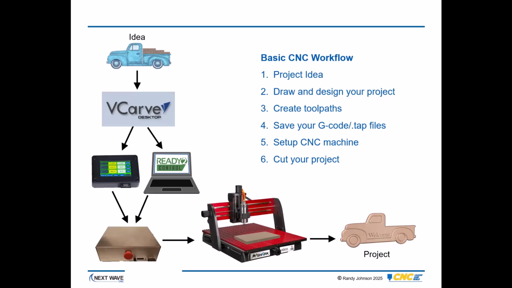You're going to have an idea. You're going to bring it into VCarve where you do the drawings and the tool paths. And then you're going to export that information either to your pendant or to your computer, depending on what you have hooked up to your machine. That information then runs through the control box, which tells the machine where to move. And obviously, you've got to mount your material on there and then get your project.